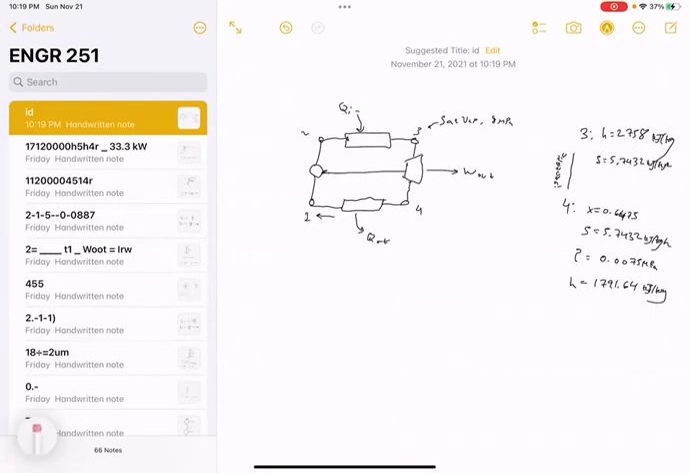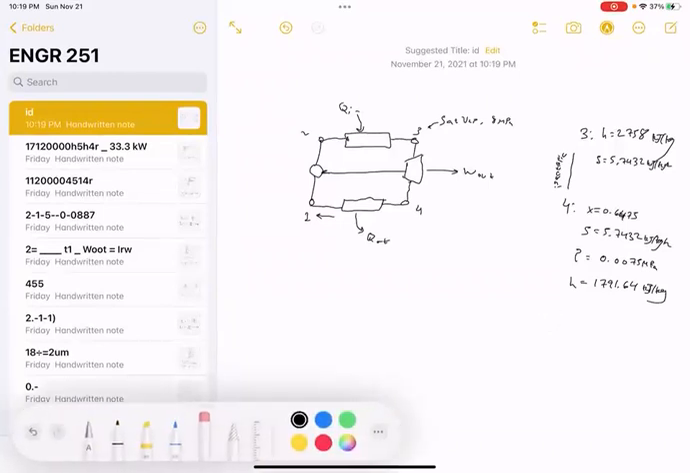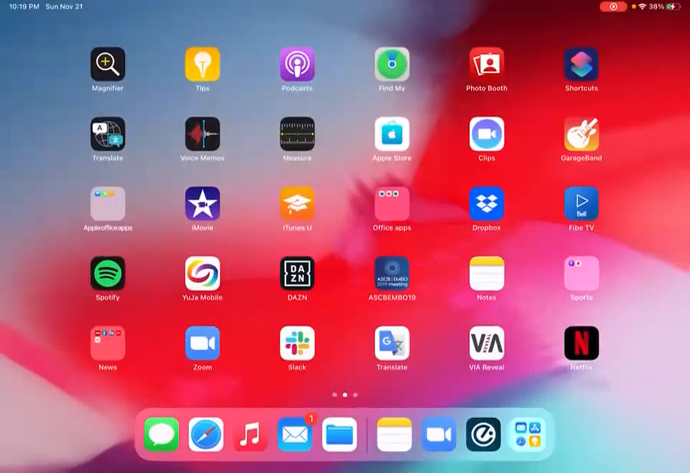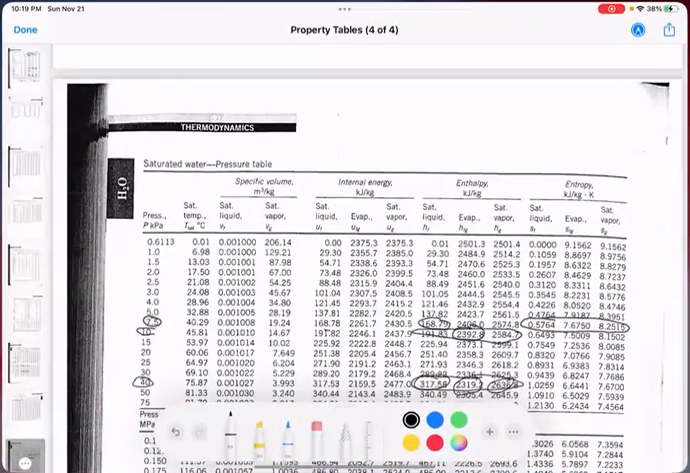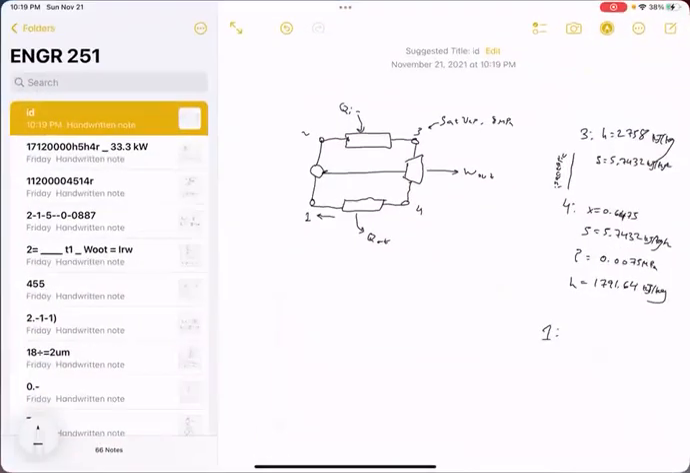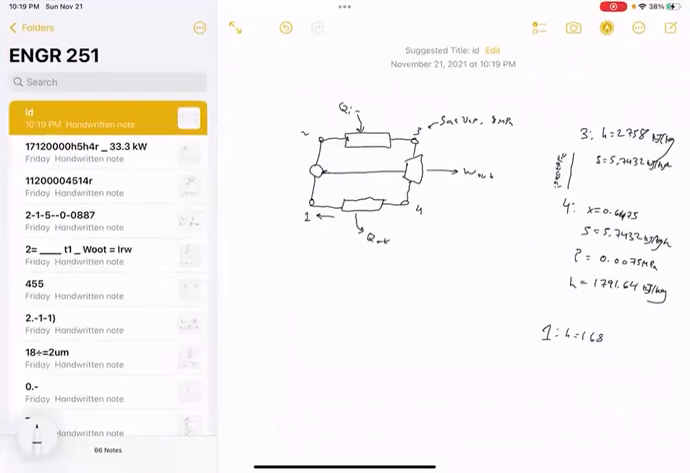Okay, so we found the enthalpy at state 3, and we found the enthalpy at state 4. What do we know about state 1? Well, if we read the question very carefully, it says saturated liquid exits the condenser at this pressure. So we actually fully know the state at state 1. At state 1, we're just a saturated liquid at that pressure of 0.0075. So the enthalpy at state 1 is just hf, which we saw was 168.79 kilojoules per kilogram. Outstanding.